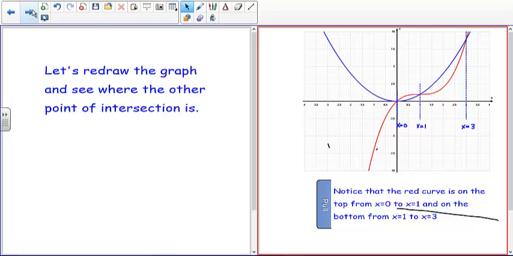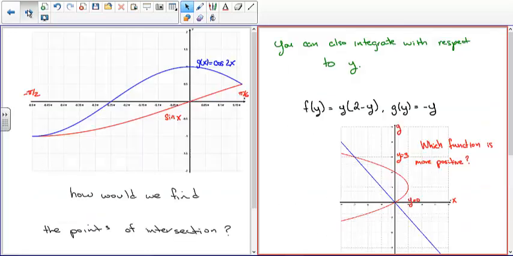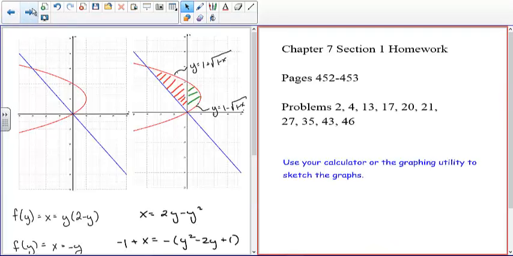I'm going to skip over a few things here and just assign the homework for this section before I forget.